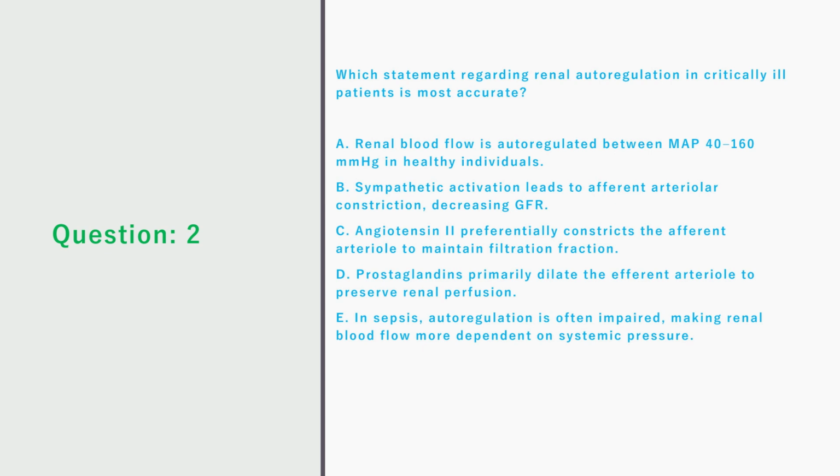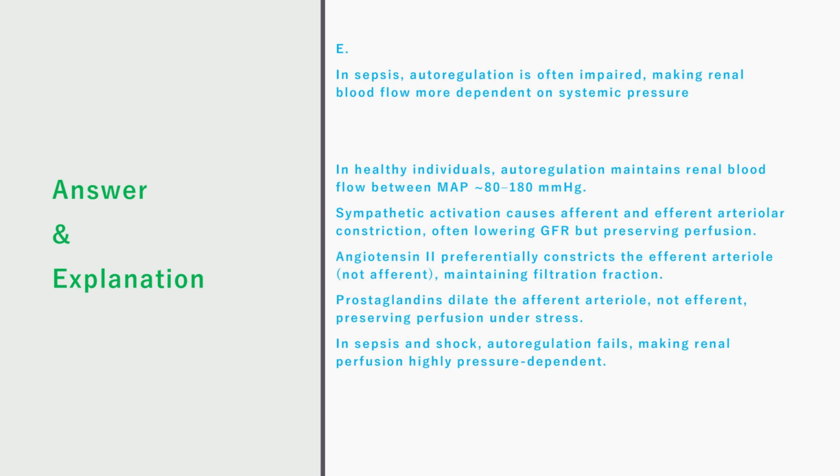C. Angiotensin II preferentially constricts the afferent arteriole to maintain filtration fraction. D. Prostaglandins primarily dilate the efferent arteriole to preserve renal perfusion. E. In sepsis, autoregulation is often impaired, making renal blood flow more dependent on systemic pressure. Correct answer is E. In sepsis, autoregulation is often impaired, making renal blood flow more dependent on systemic pressure.